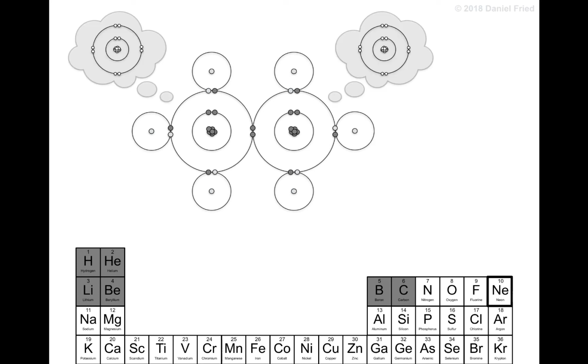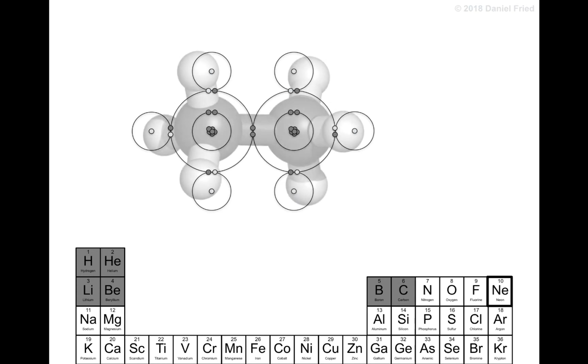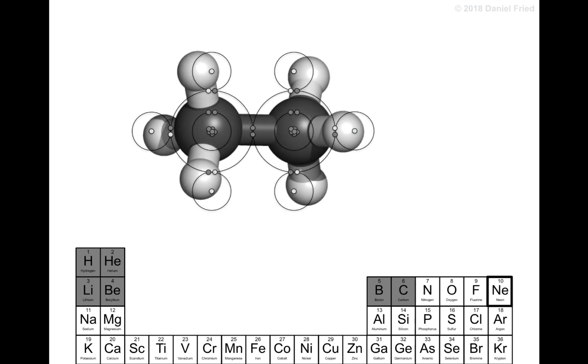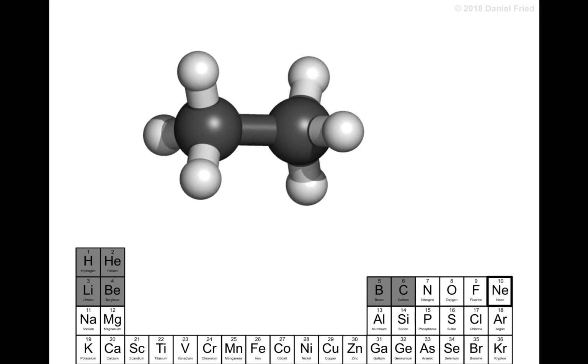Octet rule for the carbons. We have what maybe you would call the duet rule for the hydrogens, because they all got the helium configuration. This is a very famous molecule called ethane. Ethane is a molecule very similar to ones that you've built before, and we get the bonding of what it is all about now. Let's extend the chain a little bit more.